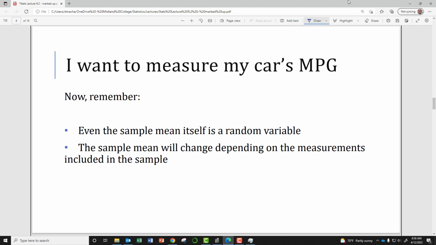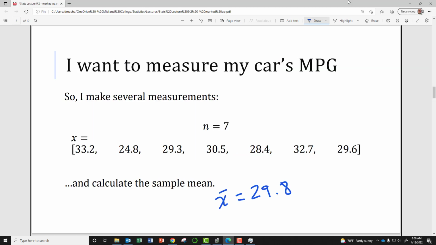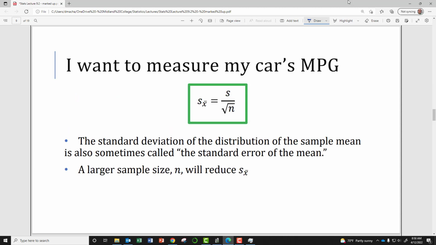Okay, now remember, even the sample mean itself is a random variable. The sample mean will change depending on the measurements that we choose to include in the sample. So if I had driven other places during the course of these, I would end up with different measurements, and then my sample mean would be different, right? So remember this formula from Chapter 8 for the standard deviation of the distribution of the sample mean, also called the standard error of the mean. And notice that a larger sample size is also going to reduce my standard deviation.